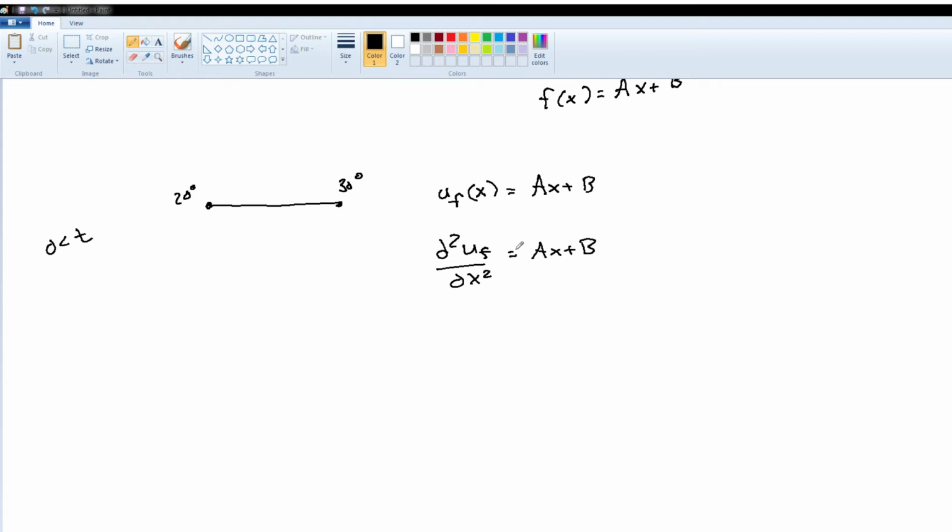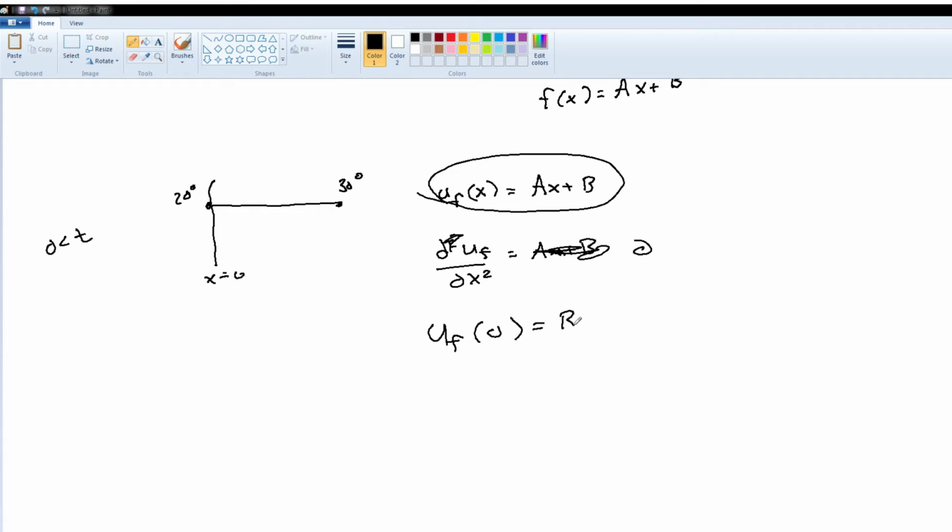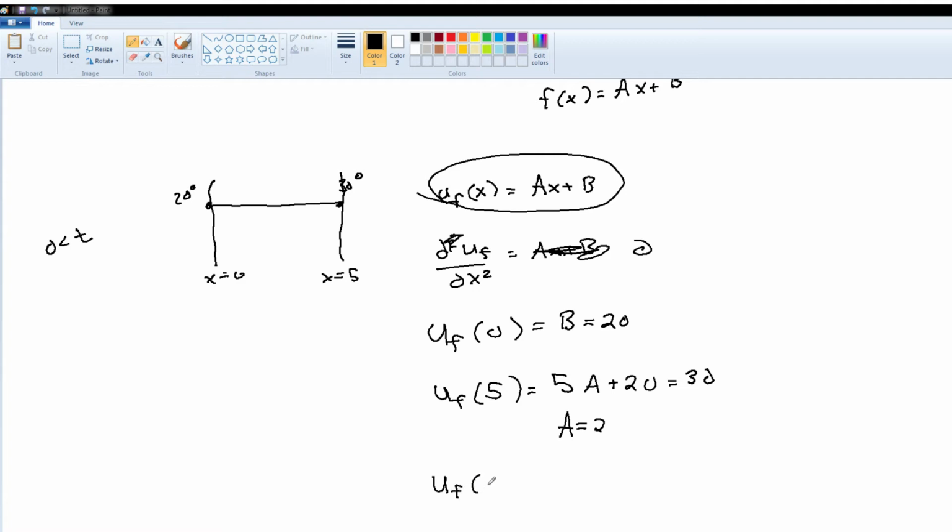Oops, so sorry. Yeah, that should be 0. We integrate twice to get this. And then at the left endpoint where x is 0, we need the temperature to be 20. So b is 20. And at the right endpoint where x is 5 centimeters, whatever units you're using, the temperature has to be 30 degrees. So clearly A must be 2. Okay, so now we have the final steady state: ax plus b is 2x plus 20.